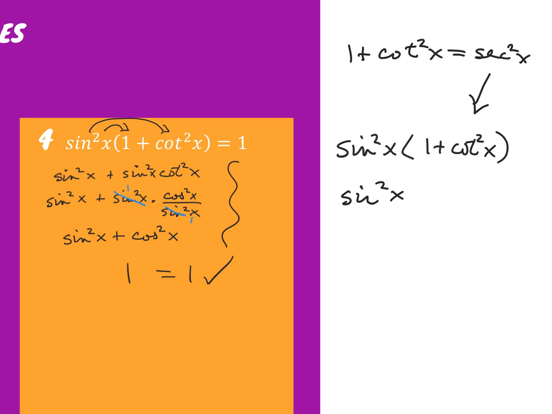Is that right? No, that's cosecant. Sorry. Let me fix that. This is cosecant. So then I'm going to replace this with cosecant squared x. Then I'm going to use a reciprocal identity, which is 1 over sine squared x.